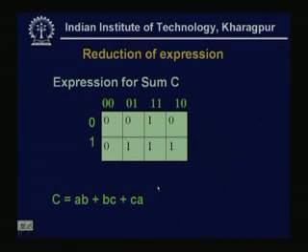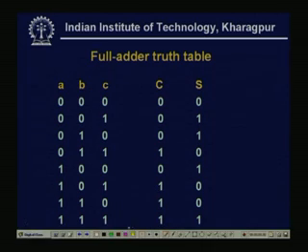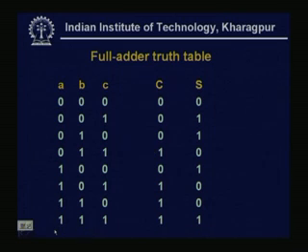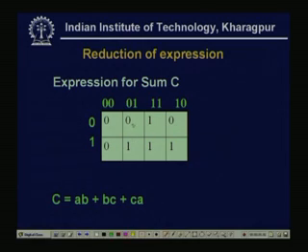Now, what will be the carry? Again, if we see from the truth table, for which values the carry will be 1: for 3, carry will be 1, then 5, 6, 7. So, 3, 5, 6, 7. Again if I put A, B, C, this is 3, then 1, 1, 0 means 6, 7, 5. So, for 3, 5, 6, 7, the output will be 1 and in the remaining cases it will be 0.